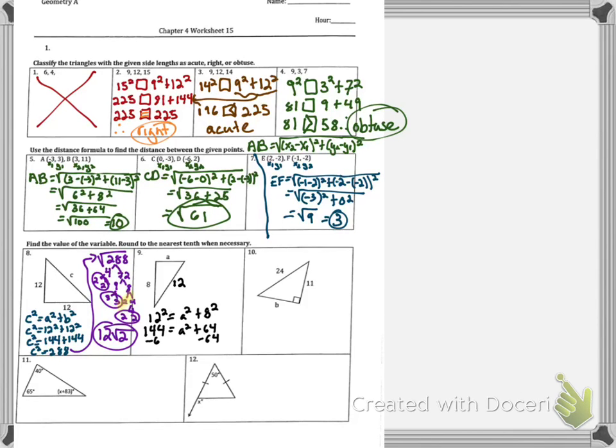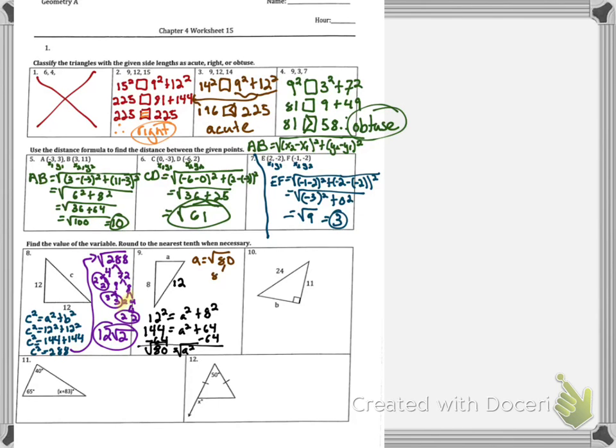Subtract 64 over. 144 minus 64 is going to give us an 80. So 80 equals a squared. Square root both sides. I'm going to bring my work up here once again to ensure we have enough room. So I have a equals the square root of 80.